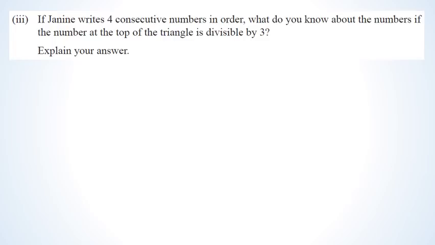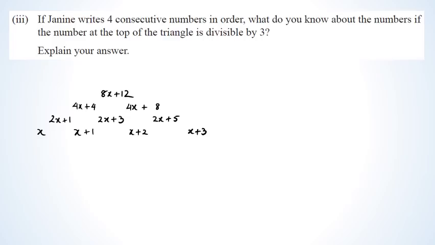So what we have is Janine writing 4 consecutive numbers, which means our first number is going to be x, our second number is x plus 1, third number is x plus 2, fourth number is x plus 3. And we're repeating this triangle. So we've got x plus 1, which will become 2x plus 1. x plus 1, x plus 2 will become 2x plus 3. These two here will become 2x plus 5. If I carry on, I'm going to get 4x plus 4, 4x plus 8. Finally, at the top, I'm going to get 8x plus 12.